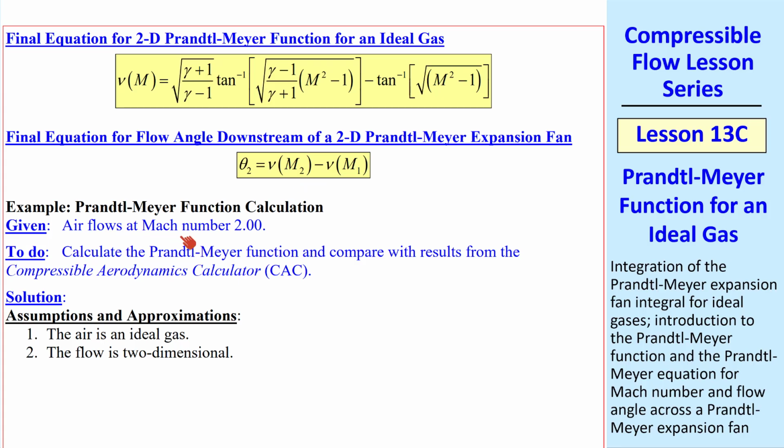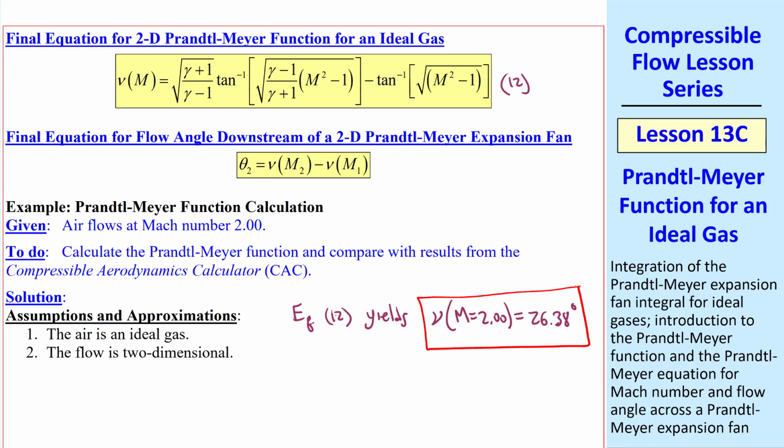So let's do an example. At Mach number 2.00, let's calculate the Prandtl-Meyer function and compare with results from the CAC. Of course, we assume ideal gas and 2D flow, and our equation 12 yields nu at M equal 2.00 equal 26.38 degrees to 4 digits here.